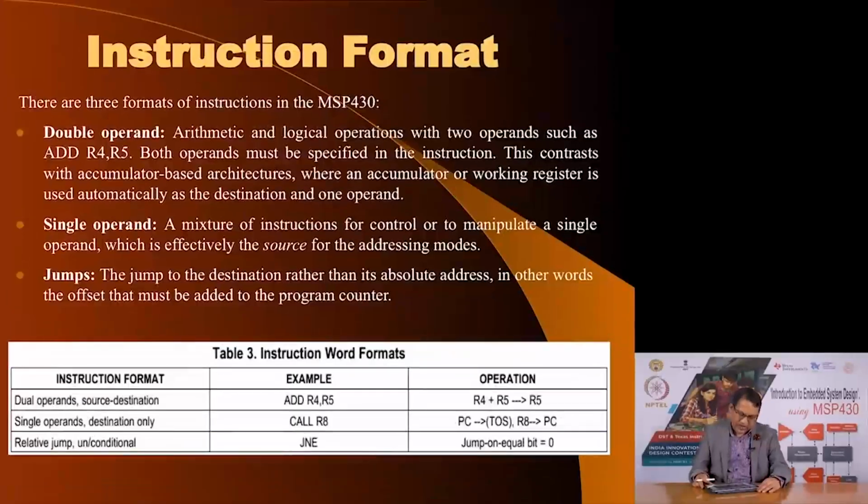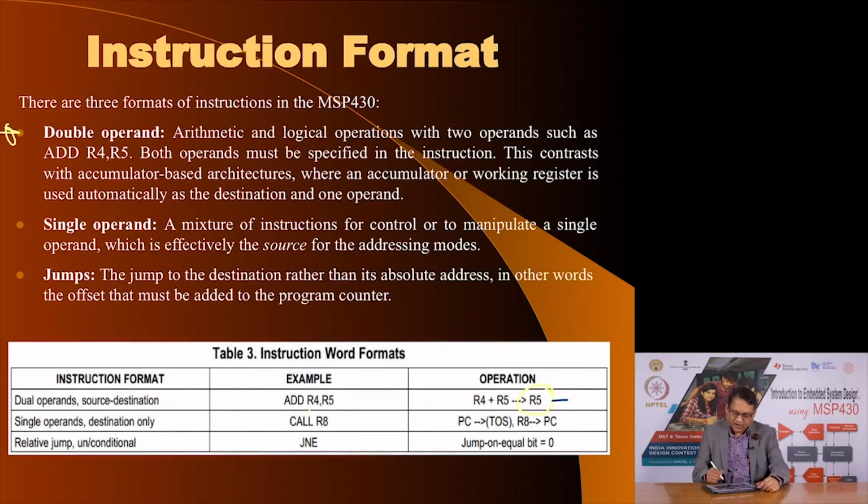So, the instructions can have double operands, such that you want to add the values of, as an example, R4 and R5. Here the sum of R4 and R5, which are general purpose registers, is stored in register R5. This is the destination.